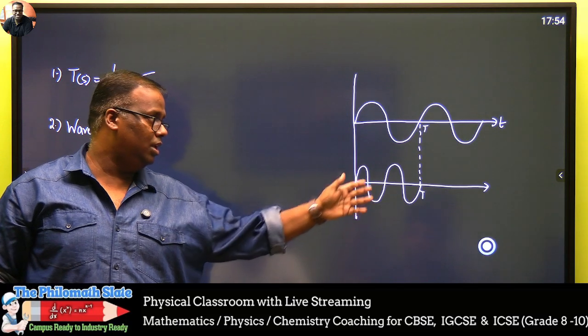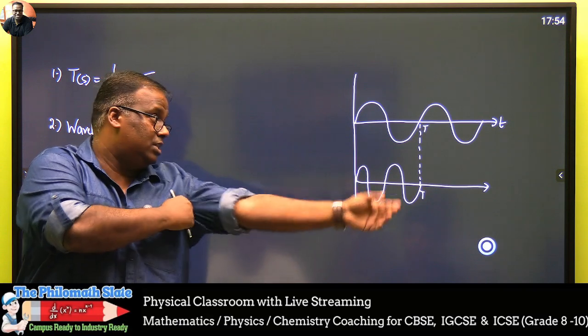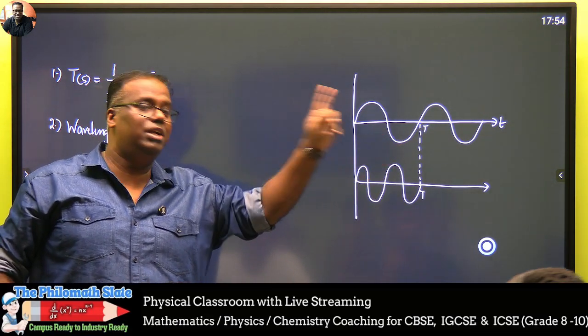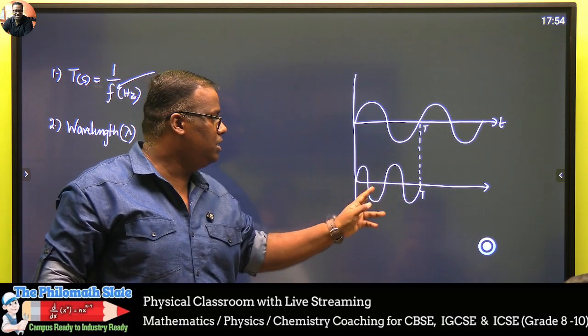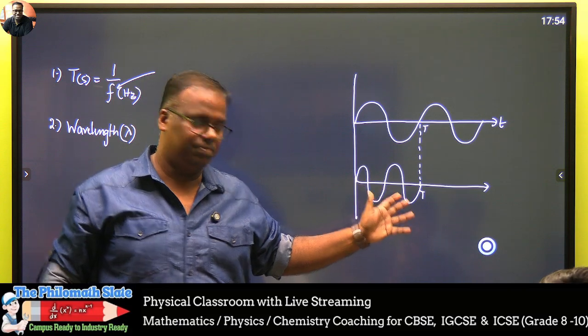एम्पलीट्यूड से कोई लेना देना ही है, दोनों का एम्पलीट्यूड बराबर है. फ्रीक्वेंसी, इसका फ्रीक्वेंसी कम है. In t time it is completing 1 cycle, in t time it is completing 2 cycles. This is double the frequency, this is double the frequency.